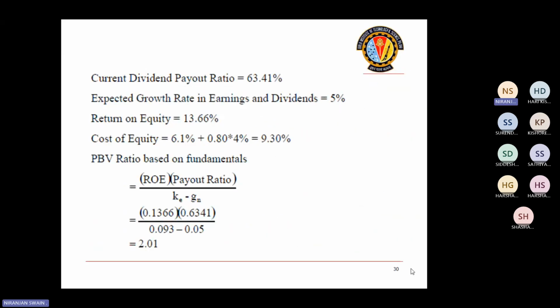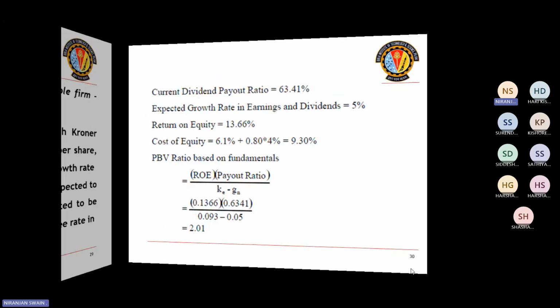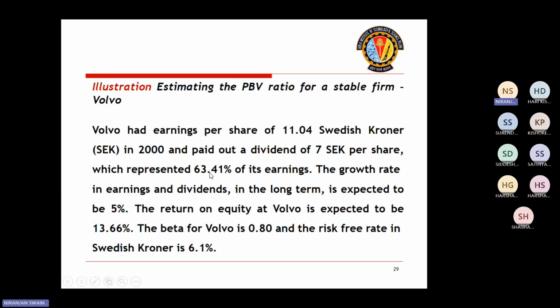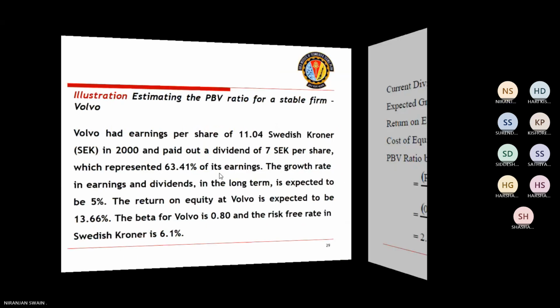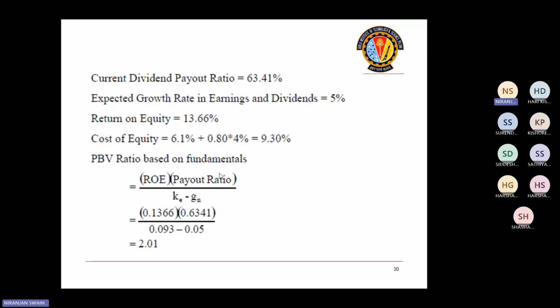Or I will show you. The current dividend payout ratio is 63.41, gentlemen, please check here: 7 divided by 11.04 is 63.41. And the earnings growth rate is already given here as 5%. Return on equity is given here as 13.66. The cost of equity is the risk-free rate plus beta into market premium; if you take it as 4% or 5%, here I have taken 4%, it is 9.3. PB ratio based on fundamentals is ROE into payout ratio divided by K minus G. Return on equity is 13.66 into payout ratio 63.41 divided by K, which is 9.3, that is 0.093, minus G, that is 5%. Clear? Yes or no?